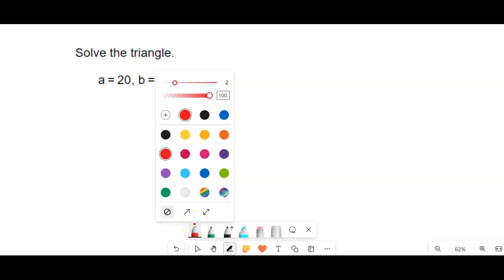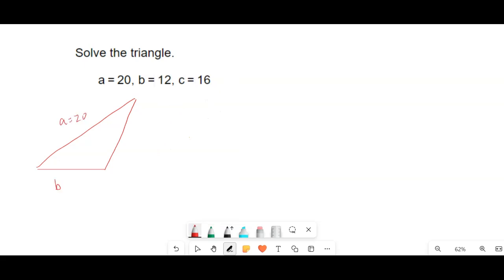So I've got a 12, a 20. So let's say that's 20. That's 12. And let's say that this is 16. Okay. So this is A, B is 12, C is 16. Now I drew it obtuse. It may not be obtuse. You know, it's just a triangle to kind of get us started, so we can visualize what we need to do next.